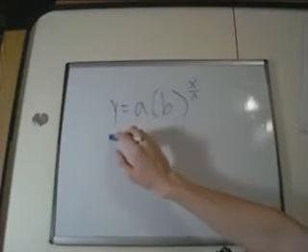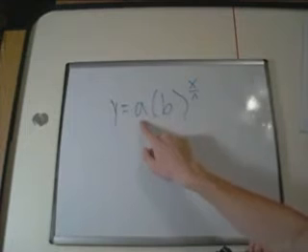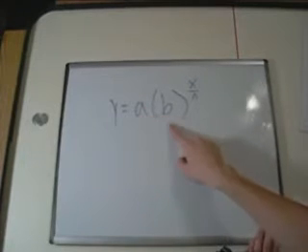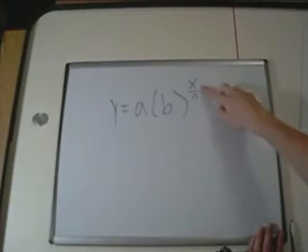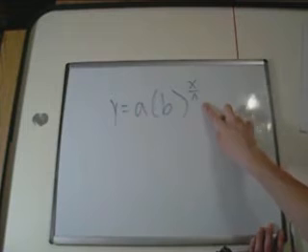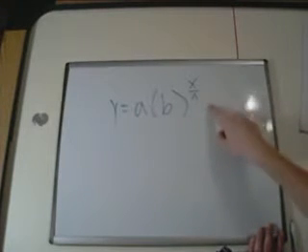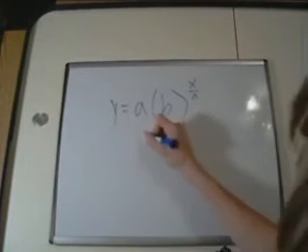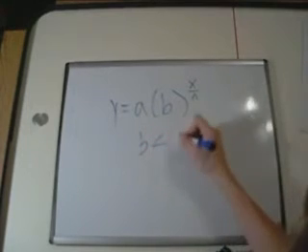Where y is your current amount, a is your initial amount, b is the factor of growth or decay, x is the length of time, and n is the interval of time, therefore making x over n the number of time periods. The only big major difference is that this time b is always less than 1. And you can't forget that, because otherwise it's not decay.